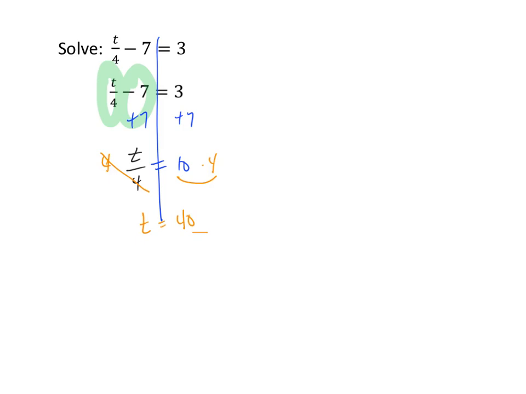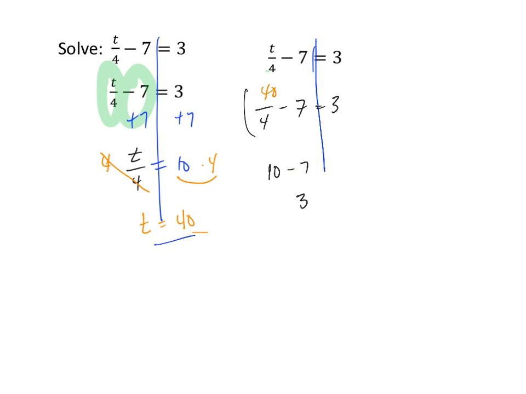When I check this, again, all I'm doing is plugging in a value over the 4. We said it was 40, so I'm going to put 40 over 4 minus 7. Of course, this side's already just 3. 40 divided by 4, because I do division before I do subtraction. 40 divided by 4 is 10, minus 7, which is 3. Well, that's the same thing as we had on the other side, so yep, it checks. t equals 40.